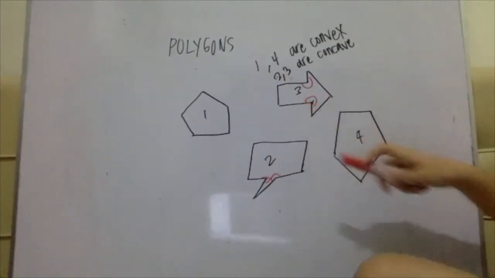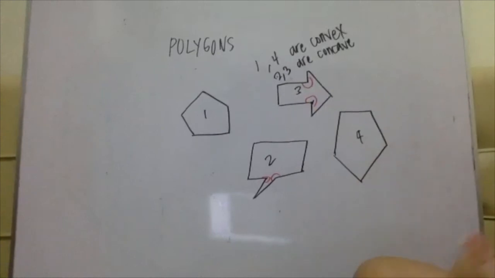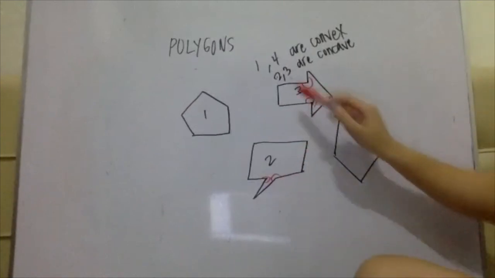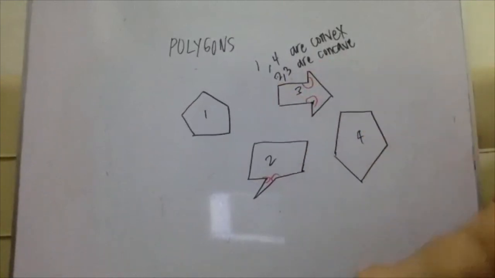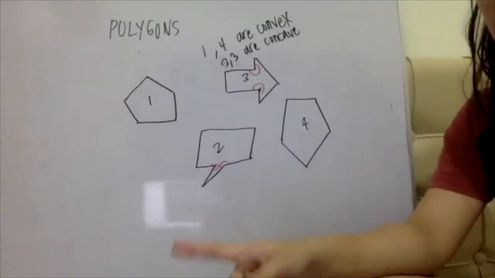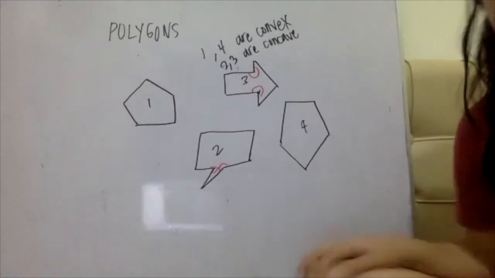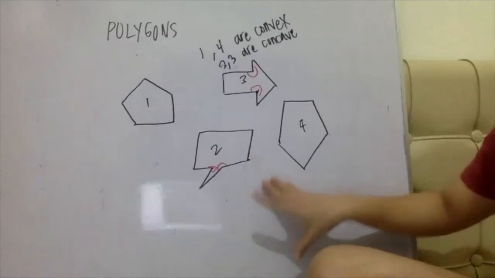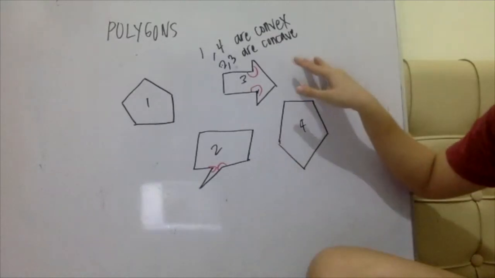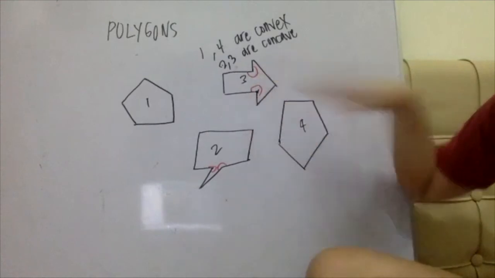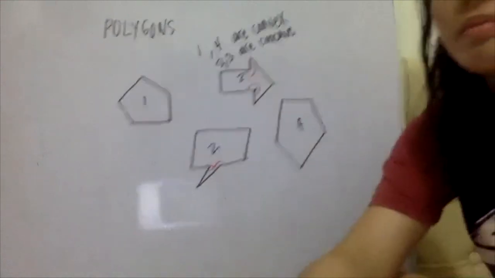Hindi ko alam paano explain. Basta tingnan nyo yung mga interior angles. I-check nyo isa-isa kung merong lumalagpas sa 180 degrees. Kahit isang angle na lagpas 180 degrees, concave na agad yun. Pero usually, dapat may dalawa ka. Parang mahirap, yeah, pwede pala. Yeah, so kahit at least one, concave na yun agad.